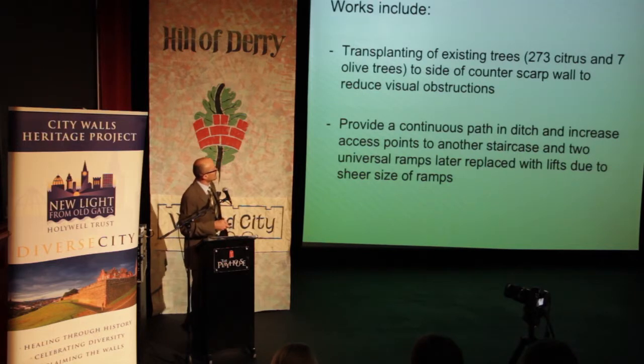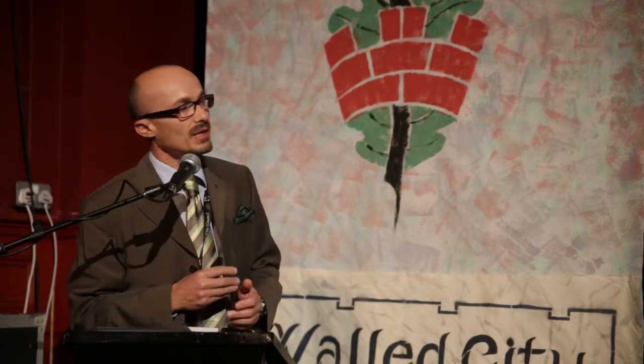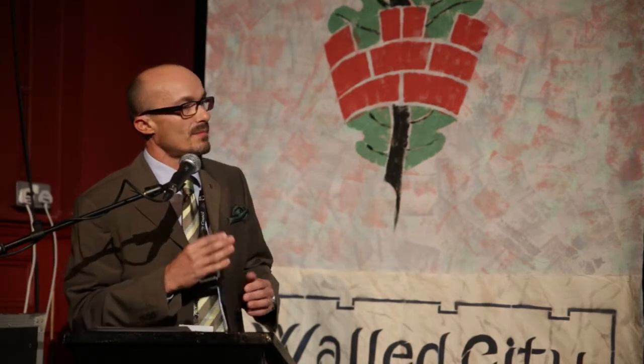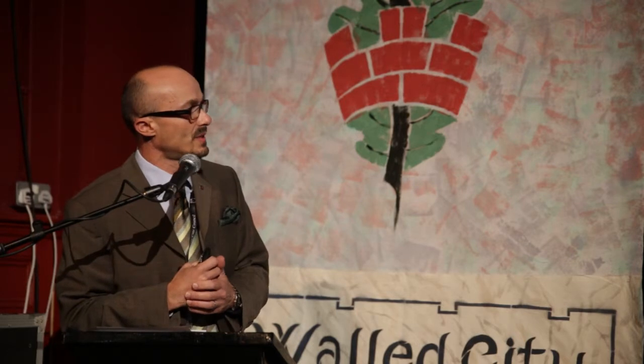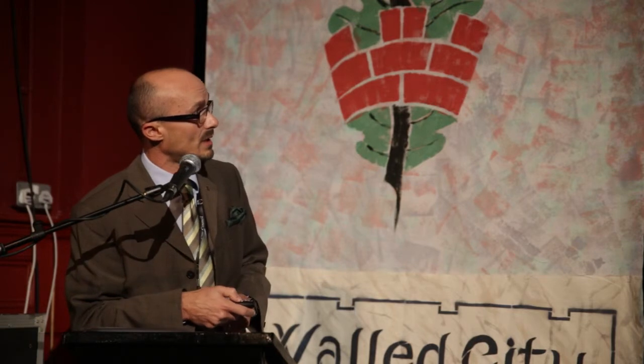So the actual works, like I said, consisted of the replanting of the citrus trees on one side of the bastion walls, so that the actual ramparts of Medina could be better appreciated, and to have one continuous pathway along the ditch, and then increase access points from the other town of Rabat through the use of lifts and ramps, so that this space could actually be used by the general public.